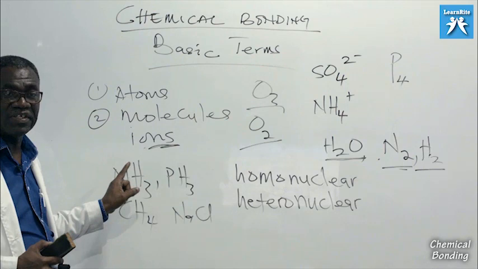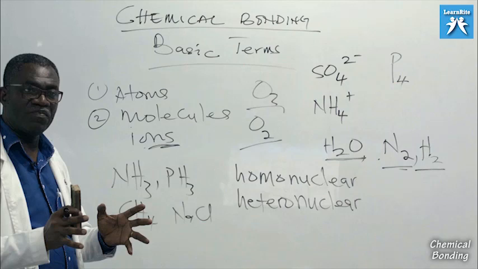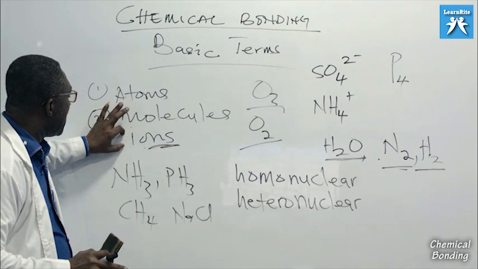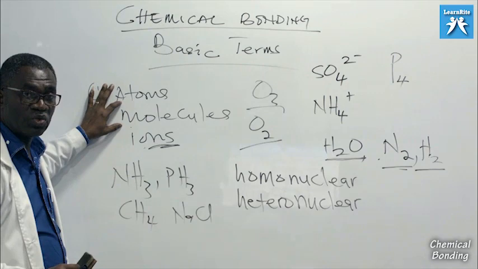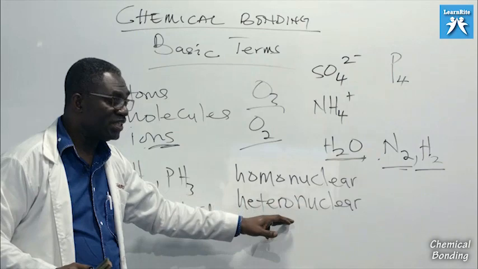So please note, in this simple video, we are explaining some terms. We have explained what is an atom. We have explained what is an ion, and within ions, we have the cations and the anions. We have explained what is a molecule. And then within the molecule, I'm explaining what is a homonuclear molecule and what is a heteronuclear molecule.